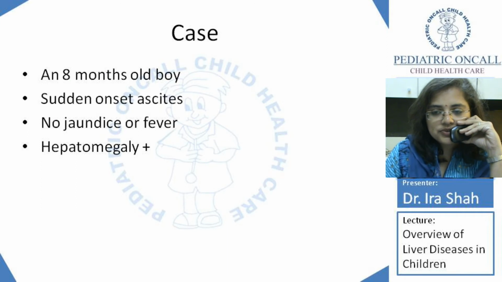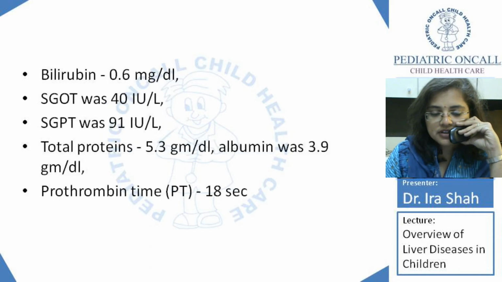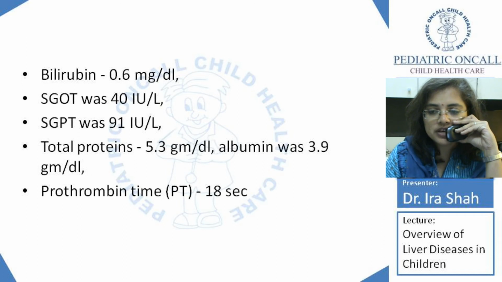Now we'll go through a few cases. An 8-month-old boy, sudden onset ascites, no jaundice or fever, and you get a hepatomegaly. He's just come to us as sudden onset ascites. LFT wise, except for HBV which is slightly elevated, everything else is okay. He's not that bad.